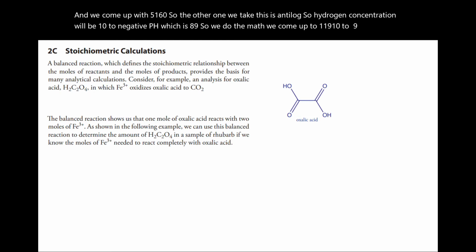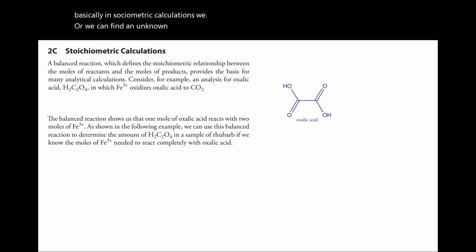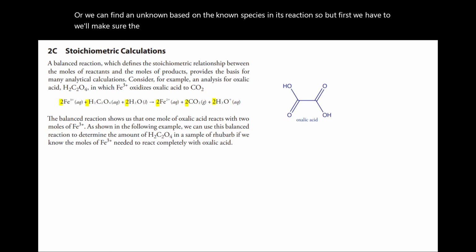Now we can talk about stoichiometric calculations, a balanced reaction basically. In stoichiometric calculations, we can find an unknown based on the known species in a reaction. But first we have to make sure the chemical reaction is balanced. So this is one example.